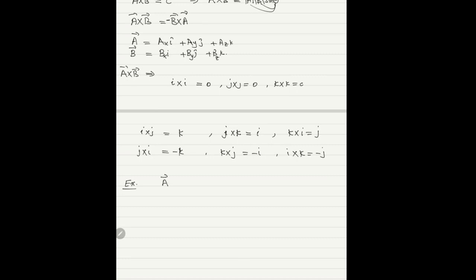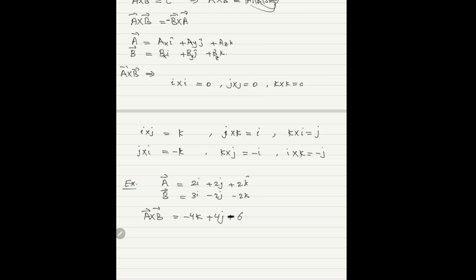A as a vector is equal to 2i, 2j, 2k. B as a vector is equal to 3i minus 2j minus 2k. Find A cross B. So 2 multiplied by this one here is 0. Then 2 multiplied by minus 2 is minus 4, and I cross J is equal to K. Now this one with this one here, minus 4, I with K is minus J. Now this one with this one is equal to 6, J with I is equal to minus K.